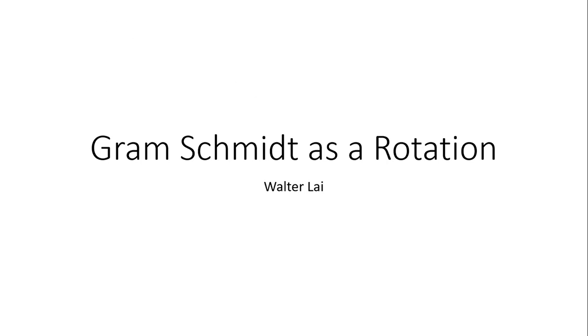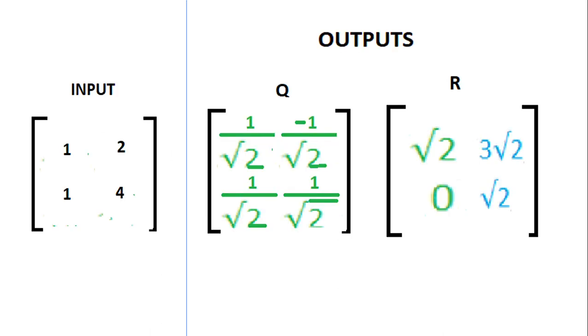Hi, my name is Walter, and in this short video, I want to show how the Schmidt algorithm can be seen as a rotation. The Schmidt algorithm takes as input a set of vectors and returns as output two matrices. One of these matrices is called R, and I mainly want to show how R can be seen as a rotation of the input matrix.